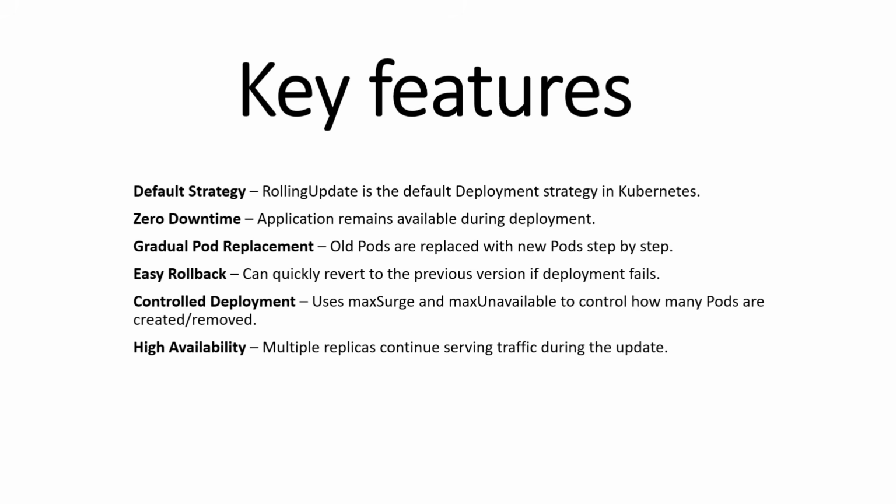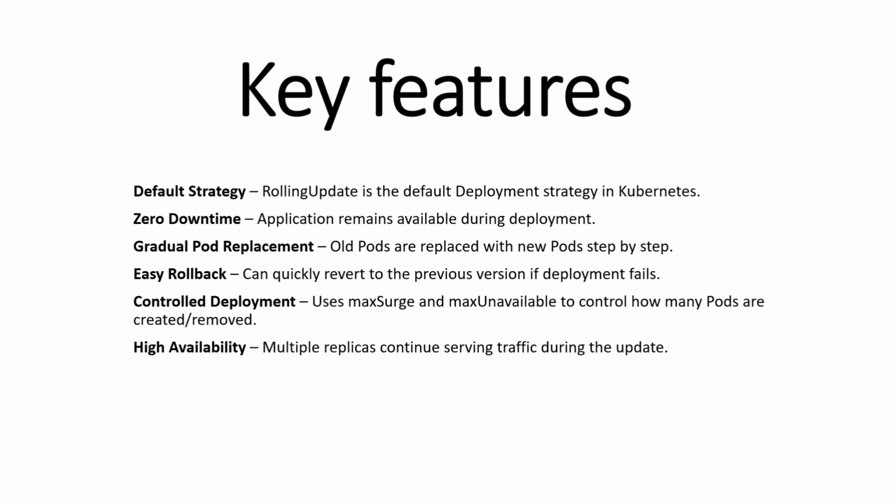The next topic is key features. Rolling update is the default deployment strategy in Kubernetes. If you have not specified any deployment strategy, it is going to take it as a rolling update deployment strategy. And then zero downtime. What it means is the end user is not going to face any error pages. They may get the old version of the application or the new version, but they will not face any errors in the website.